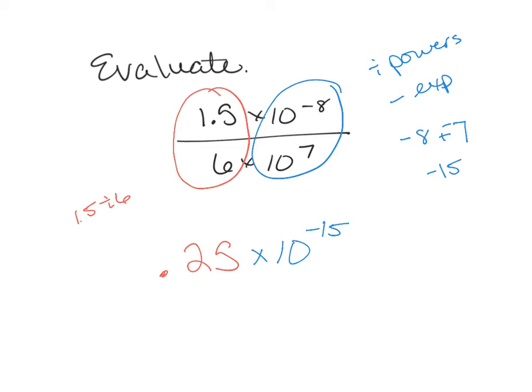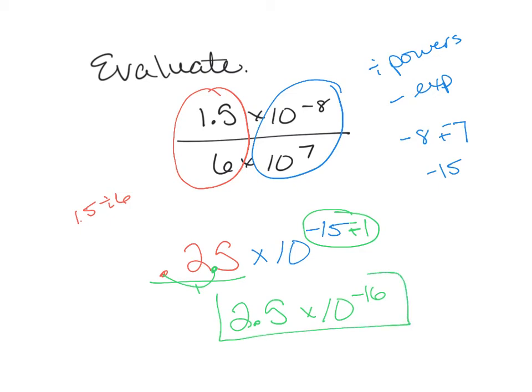This is not scientific notation, however, because 25 hundredths is lower than 1. So because it's lower, we're going to have to move the decimal the other way, so we're going to subtract. It's a smaller number, so we're going to subtract. We moved it one time, so we're going to subtract 1. So our number, 2.5, times 10 to the power of negative 15 plus a negative 1 is a negative 16. There is our answer.